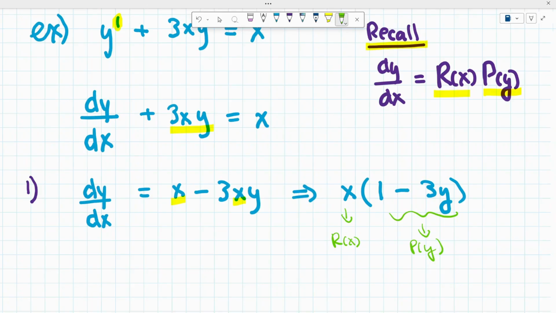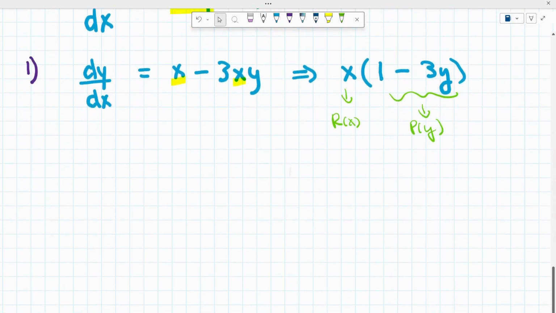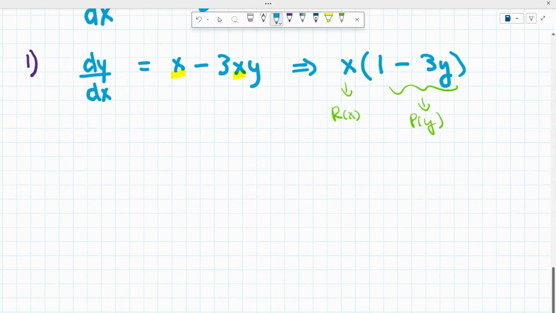So that is great. That is like our first step. The next step we have to do is now to put all of our x on one side of the equation and all of our y on the other side of our equation. So let's go ahead and do that together.